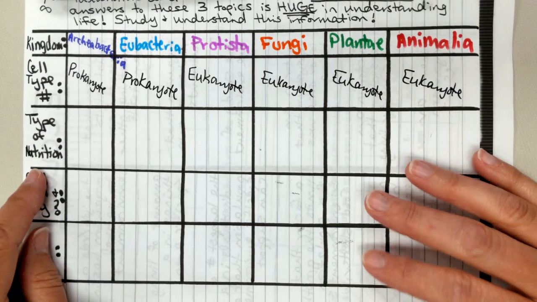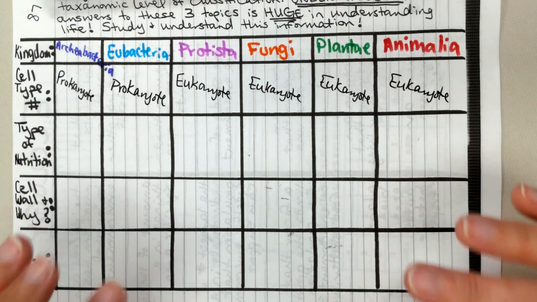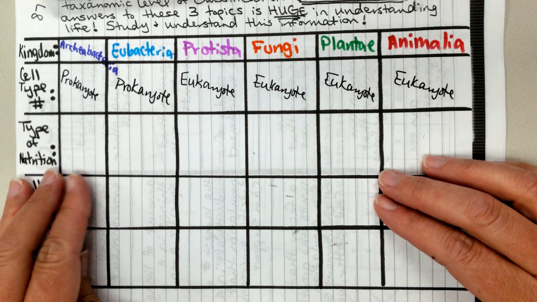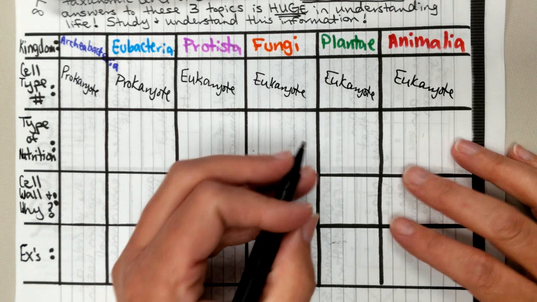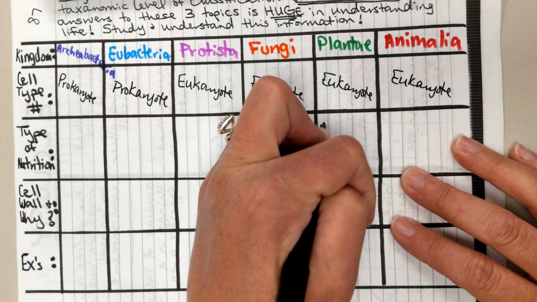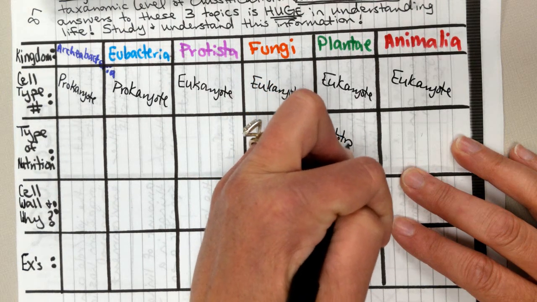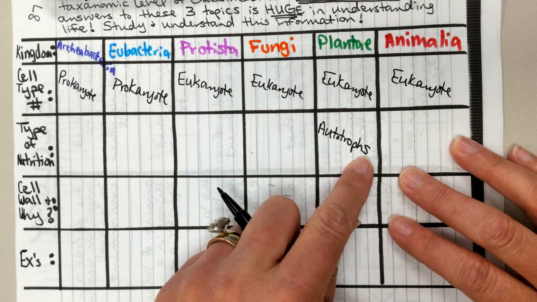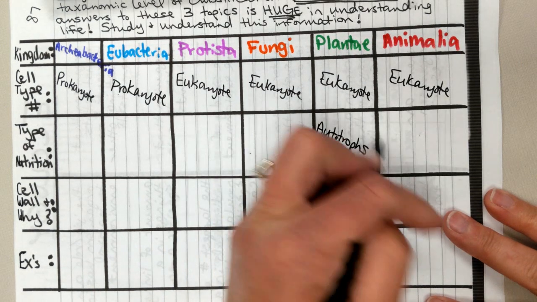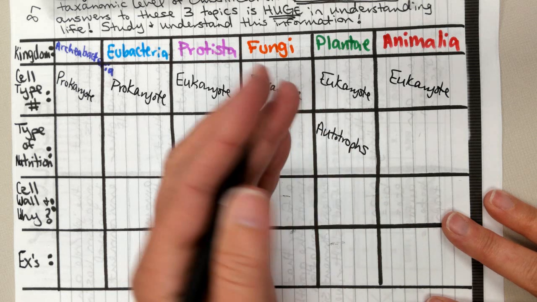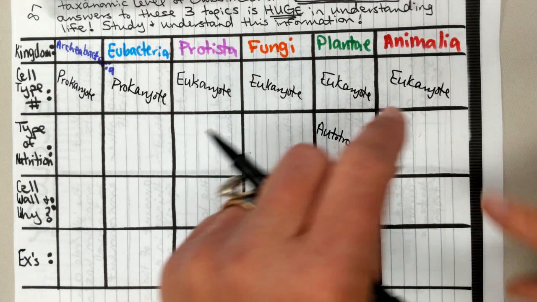Okay, type of nutrition. How does it get its nutrients? I want to start with plants because we all know that plants get their food through photosynthesis. So they are autotrophs. They get their food through photosynthesis all the time. That is what actually gets them into the plant kingdom, the fact that that's how they get their food.